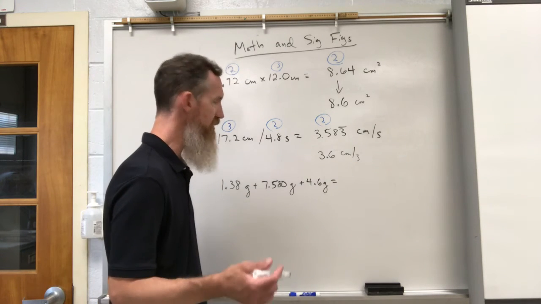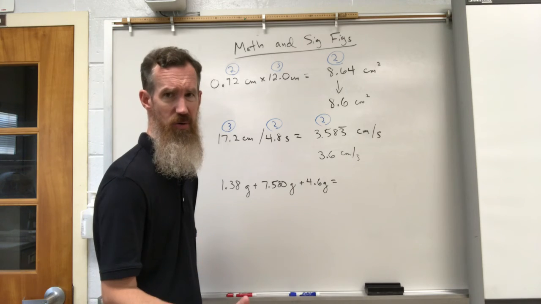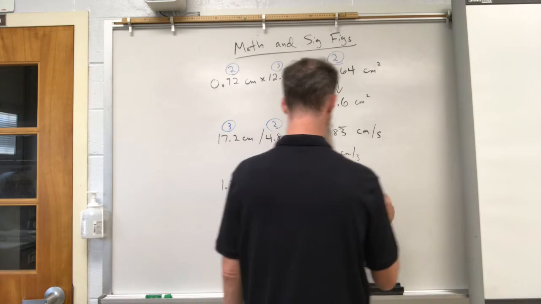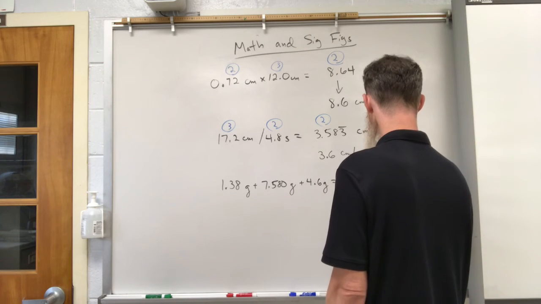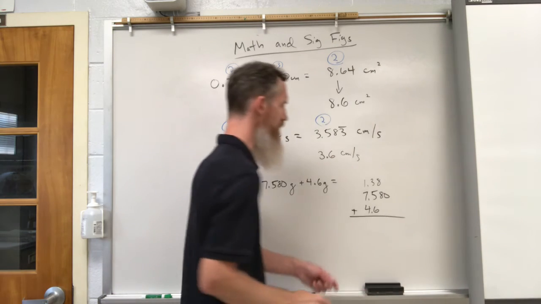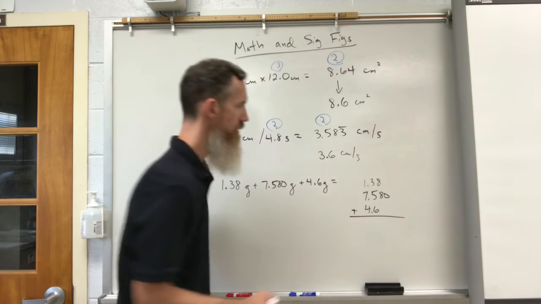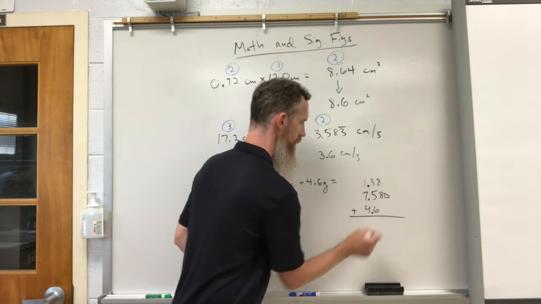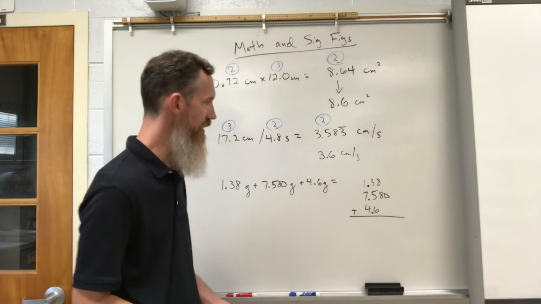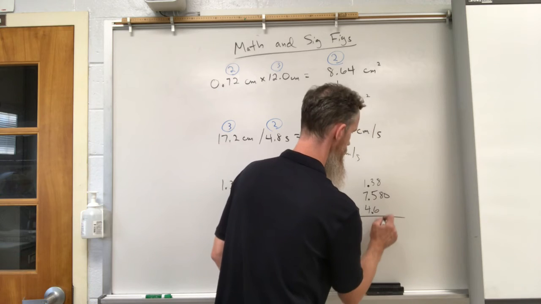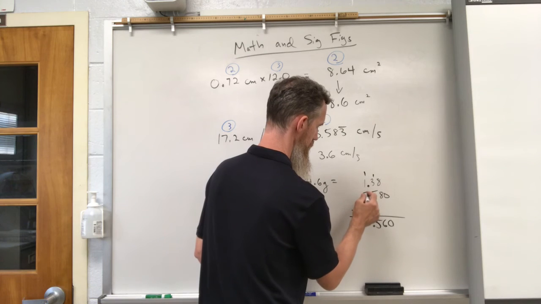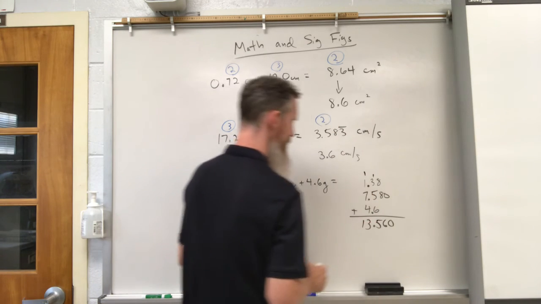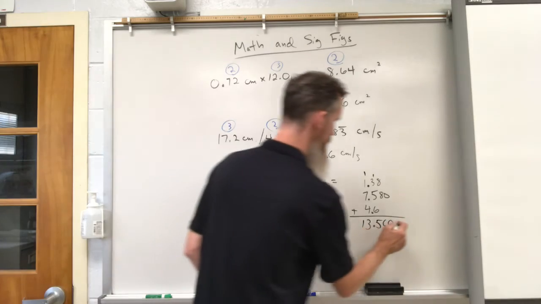When you add or subtract, it's best to think of doing it like old school, grade school. Say I have 1.38, 7.580, and 4.6. What I like to do is add them up and line up all the decimals. Here we go. Then you can plug it into your calculator and get the answer. Now, this is simple enough, so I'm not going to plug it into my calculator. I'm just going to add them up, and of course, this still would be in grams.